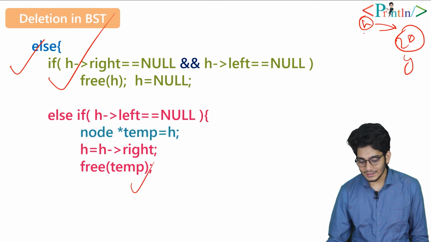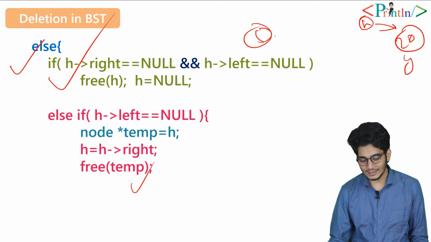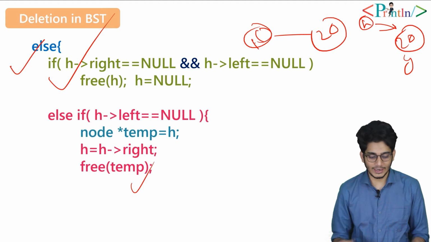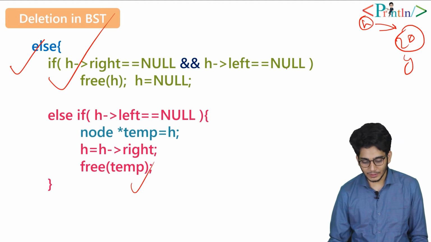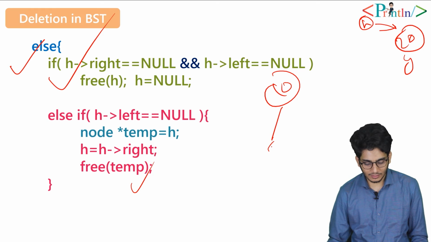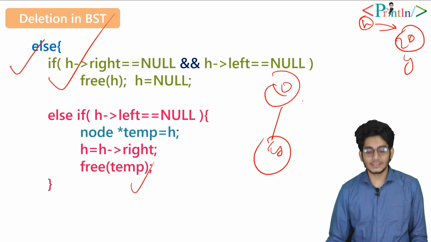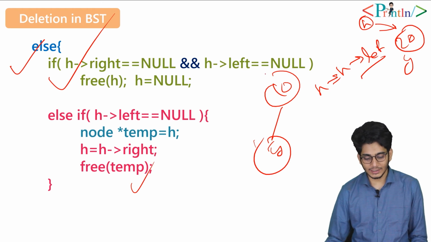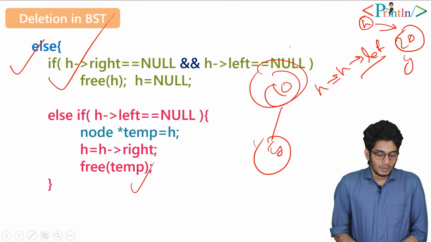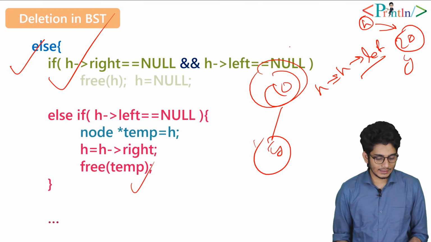You can see that 10 had a child at its right. Let's say for this case we have 10, 5. What we have to do is simply write h equals to h left and deallocate this memory. So how can we do that?